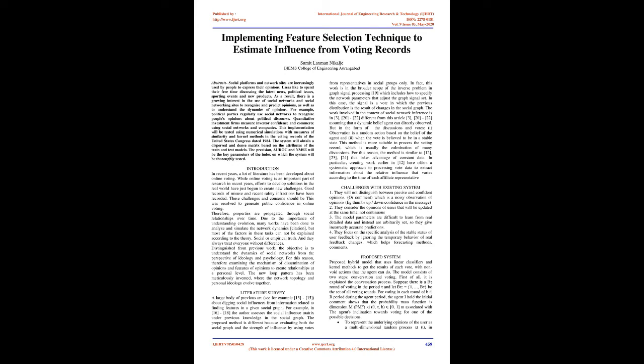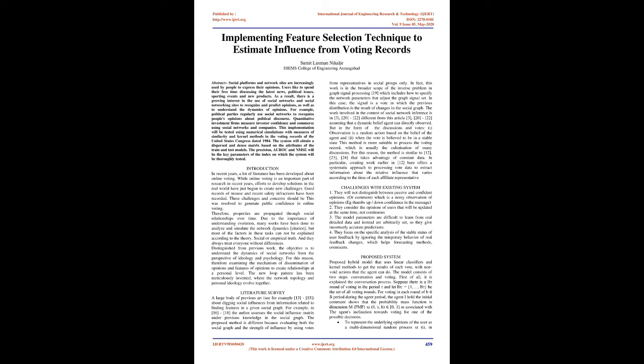Introduction. In recent years, a lot of literature has been developed about online voting. While online voting is an important part of research in recent years, efforts to develop solutions in the real world have just begun to create new challenges. Good records of misuse and recent safety infractions have been recorded. These challenges and concerns should be resolved to generate public confidence in online voting. Therefore, properties are propagated through social relationships over time.